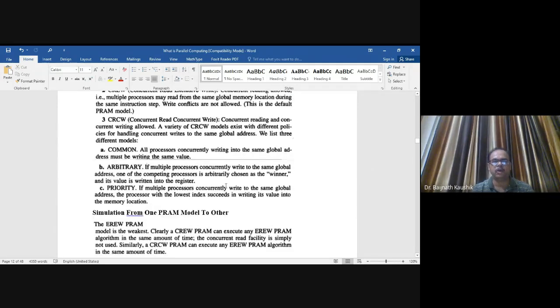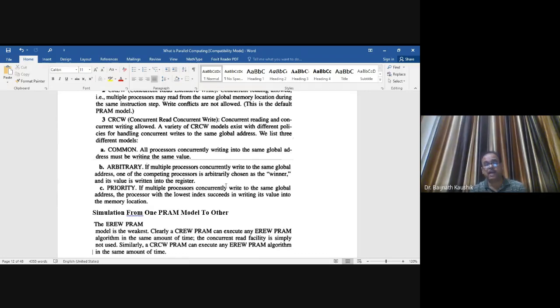So in the common model, all processors concurrently writing into the same global address must be writing the same value. If different processors are writing different values, then there will be a problem and it will not be able to handle it. So if multiple processors are writing the same result, then in the common model it is allowed that all the processors can write the result into the same shared global memory.